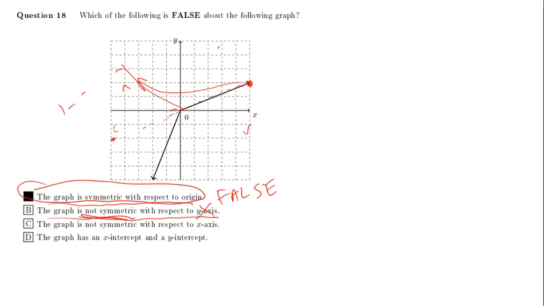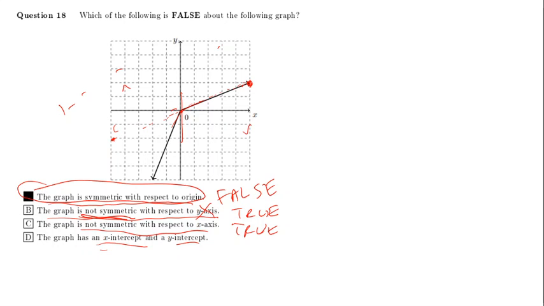So it says "not," so it will be true. Now, when it comes to the x-axis, you don't see this one, so it's not symmetric. True. And that it has an x and y intercept. This is also true because it touches the x-axis and it touches the y-axis. So it has an x and y intercept.